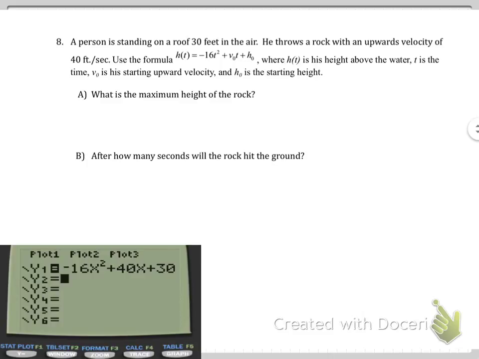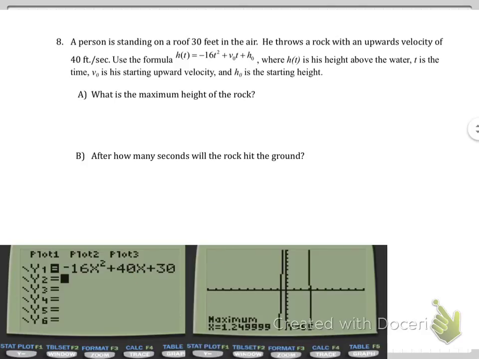Well, what I'm going to do is, this is a calculator problem. I'm going to plug that into the calculator. Notice v0 is 40 and h0 is 30. I got that from reading the paragraph. So I type in like this. A lot of people miss this x right here. Don't miss that x, okay?